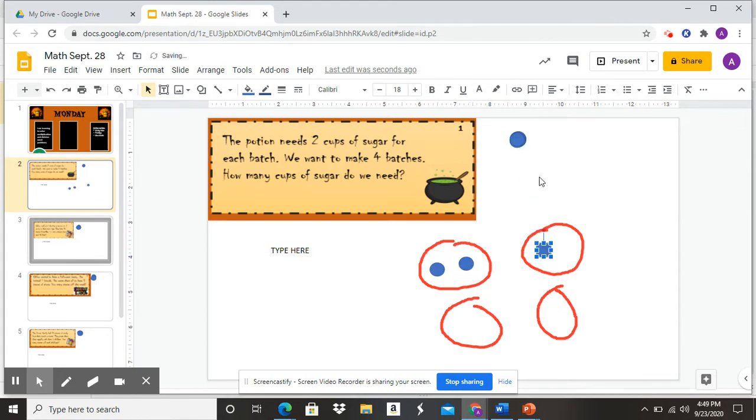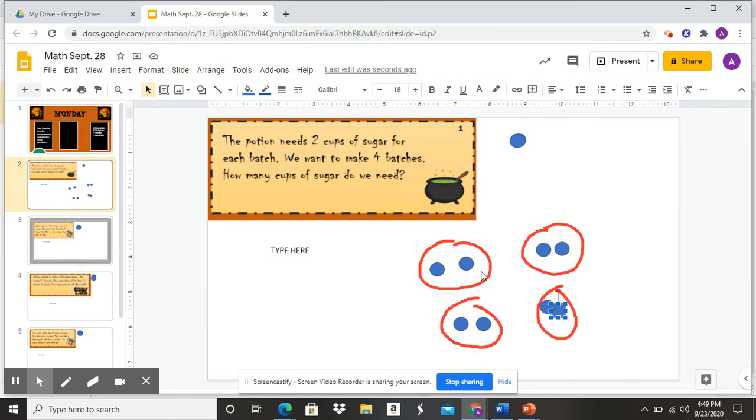1, 2, 1, 2, 1, and 2, okay? So the 4 circles represent the 4 batches.